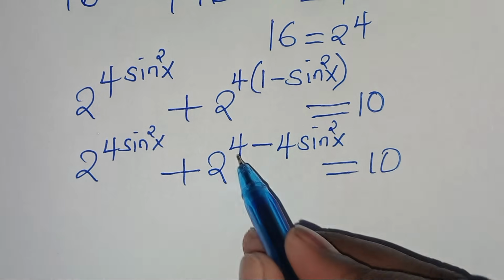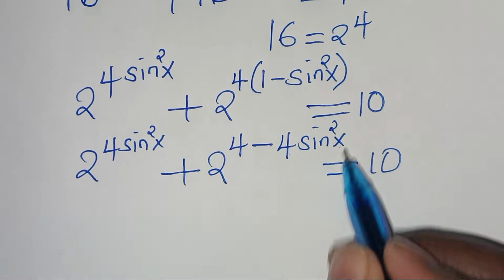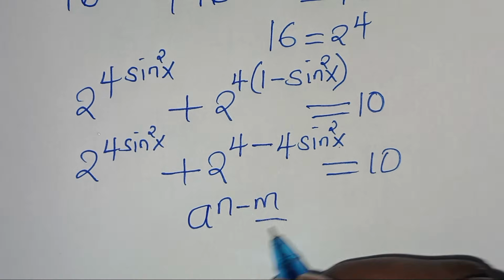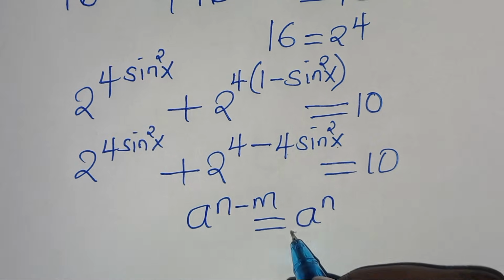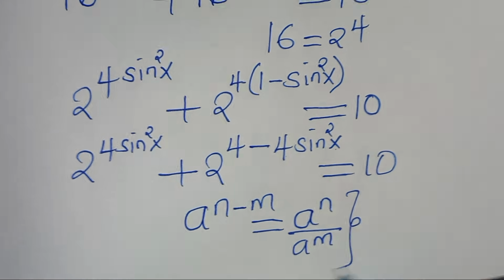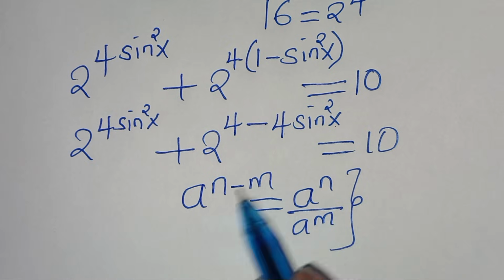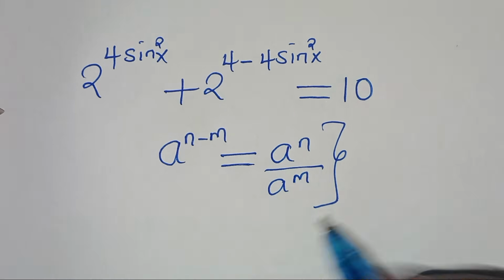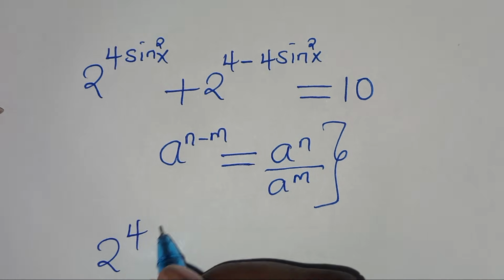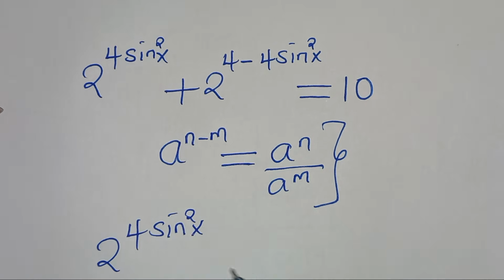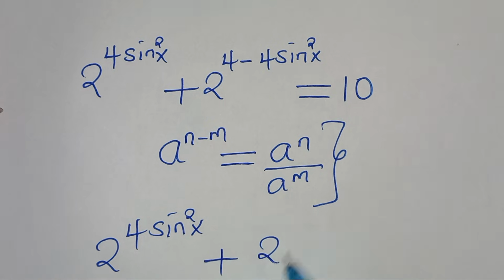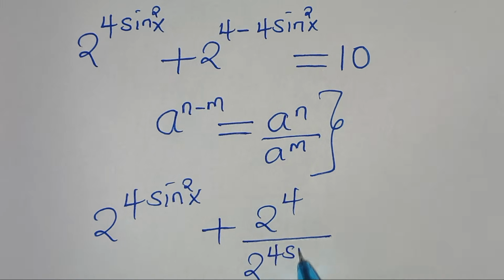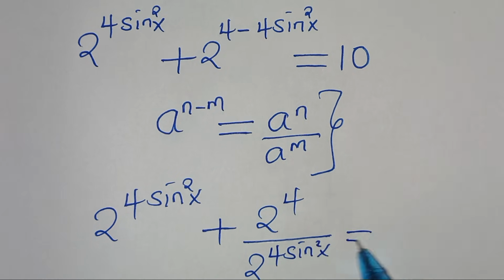The next step is that 2 to the power of 4 minus 4 sine squared x is in the form of a to the power of n minus m, which we can express as a to the power of n divided by a to the power of m. Applying this exponent property, then we have 2 to the power of 4 sine squared x, then plus 2 to the power of 4 divided by 2 to the power of 4 sine squared x, this is equal to 10.